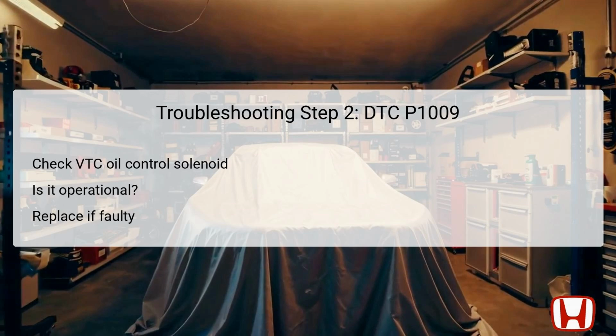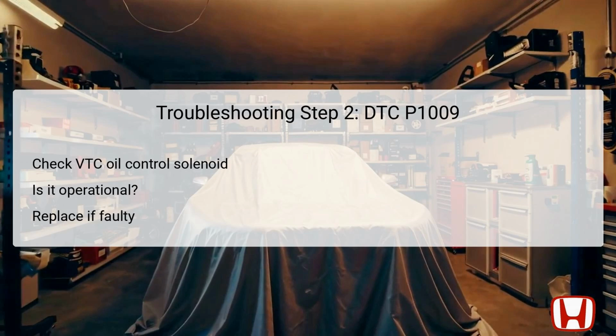In the second step of the troubleshooting process, focus on the VTC oil control solenoid valve. This valve is instrumental in controlling oil flow to the VTC actuator and ensuring timely camshaft adjustments. Begin by conducting a thorough operational check of the solenoid valve. Ensure that it responds to diagnostic commands correctly. If the solenoid valve tests as operational, you may proceed to the next diagnostic step.